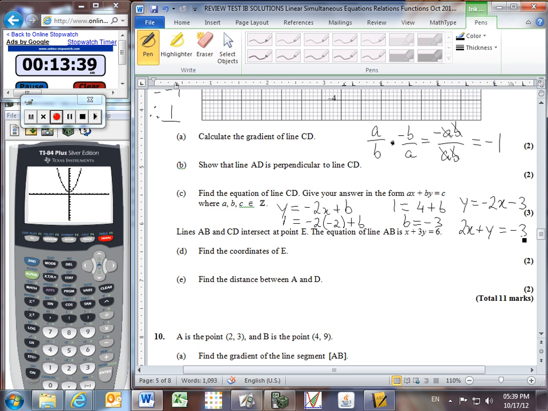Let's just check to see whether we did abide by the conditions. Are a, b, and c, okay, these coefficients, are they all integers? Yes, they are. 2, 1, and -3. So I'm finished at this stage.